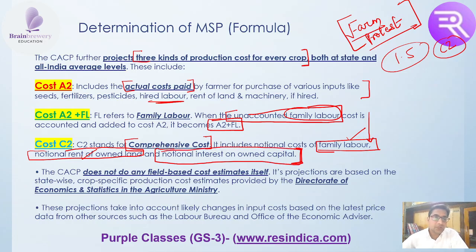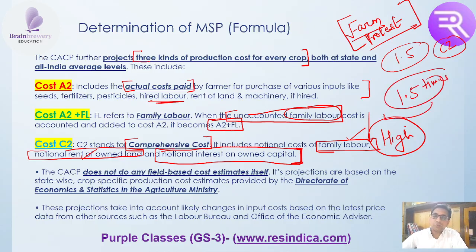That is C2. So C2 cost is high, and the farmers are asking for a hike of 1.5 times on this C2, not on A2 plus FL. They are saying that if you are calculating 1.5 times of MSP, then you should provide it on the C2 cost, not on A2 plus FL.